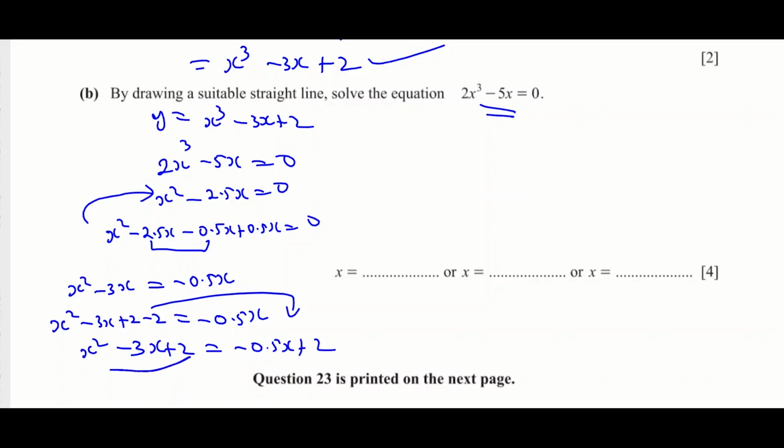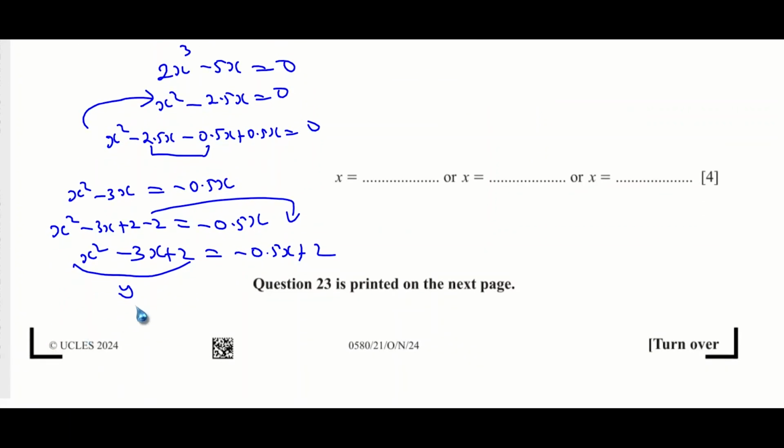So the whole of this is now equal to y. I can scroll down a little bit. So y equals minus 0.5x plus 2. This is what I will plot to get my solution. The gradient m is minus 0.5 over 1, and c is the intercept on the y-axis, which is plus 2. So you fall half a unit and run one unit.